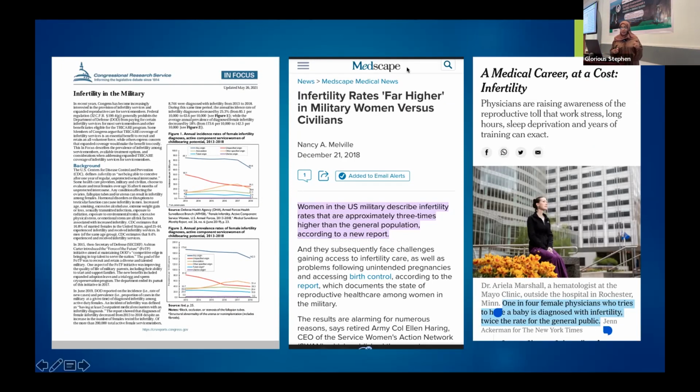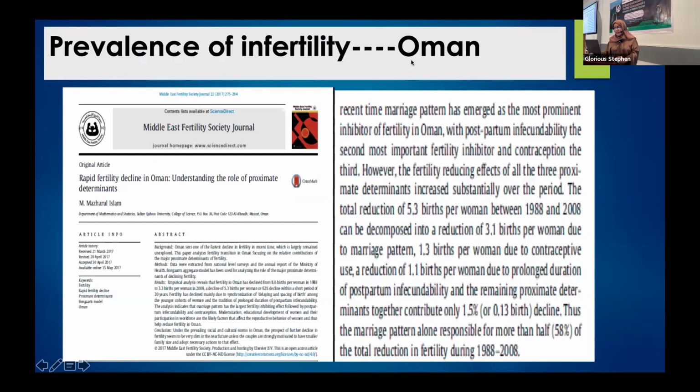What about Oman? This is an interesting article which was published in 2017. It says that fertility is declining rapidly in Oman. So we are one of the communities worldwide with a dramatic decrease in fertility. As I said before, we had 7 to 8 children per woman in 1970. We ended up now having less than 3 children per woman in 2022.